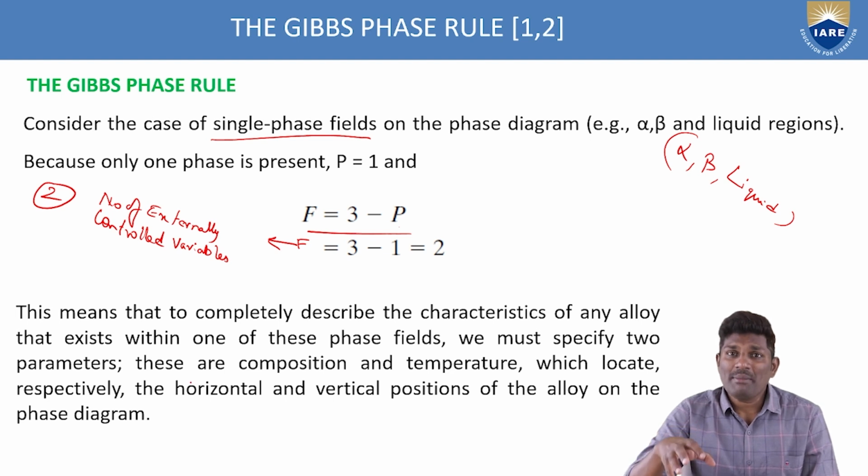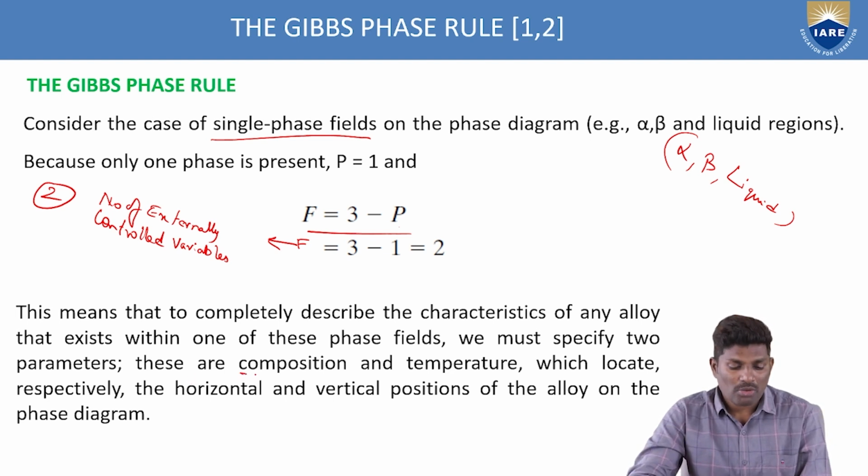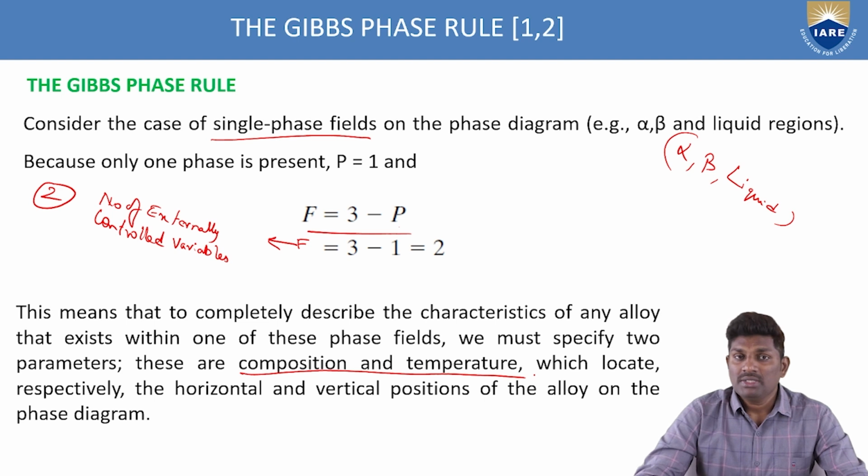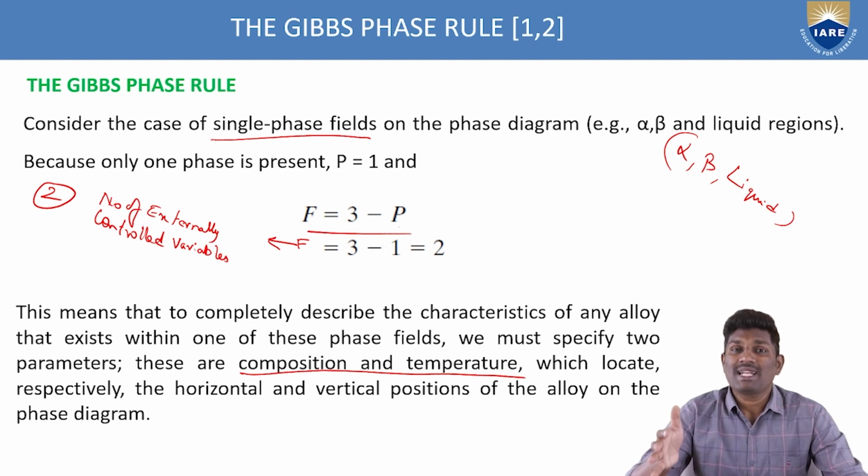So what are the two parameters here? These are the composition and temperature. So this is very, very important in describing any phase diagram with the help of this Gibbs phase rule. Now with the help of this Gibbs phase rule only, we can find out how many parameters are required to describe a binary phase system or to construct a binary phase diagram.